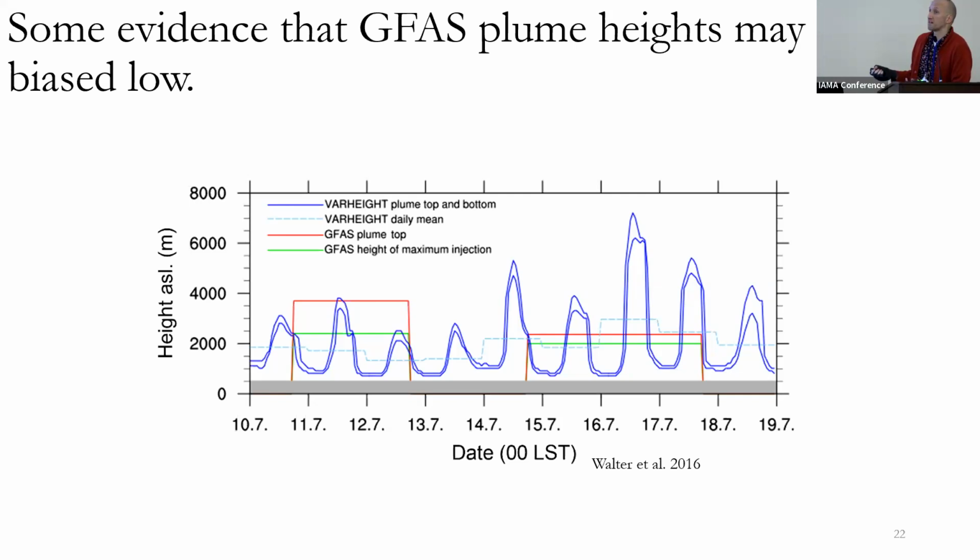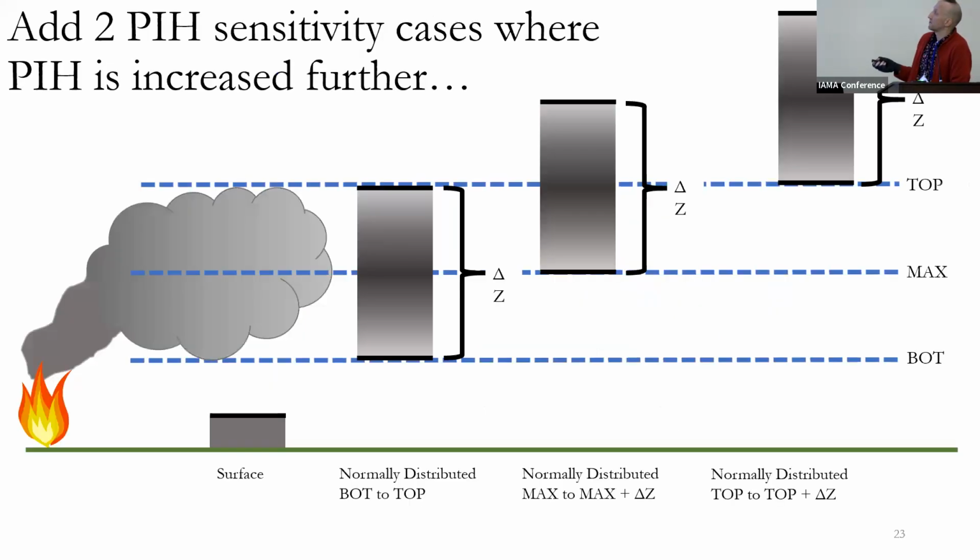Part of this could be because fire radiative power, when detected from satellites, if you have a large fire, it's hard to actually see the fire itself through the smoke, and the fire radiative power estimates could be too low. So, somewhat arbitrarily, we wanted to modify this. We increased the plume injection height in GFAS by moving the bottom of the plume to the previous height of maximum injection. Then we increased it a second time, when we moved the bottom of the plume to the top of the plume.